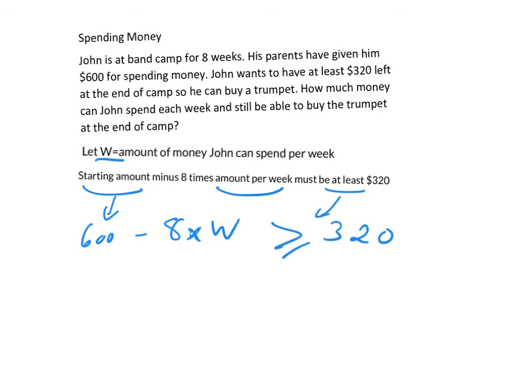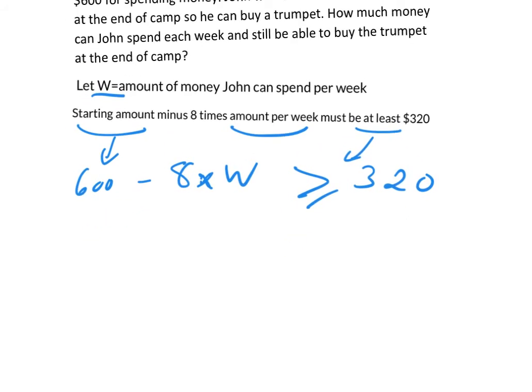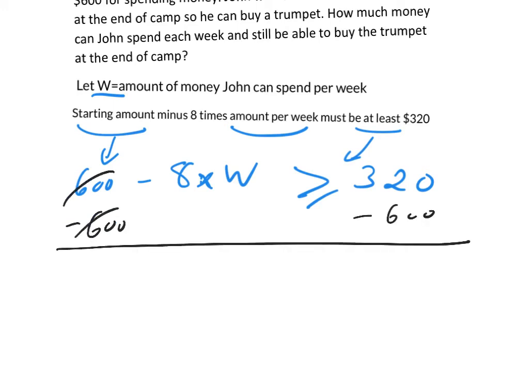That's at least 320. So we need to find the amount of money that John spent per week, right? So we need to find W. In order to solve the situation here, I need to get rid of 600. So we're going to subtract 600 from both sides, right? And that will be negative 8 times W greater than or equal to 320 minus 600. That will be negative 280, right?